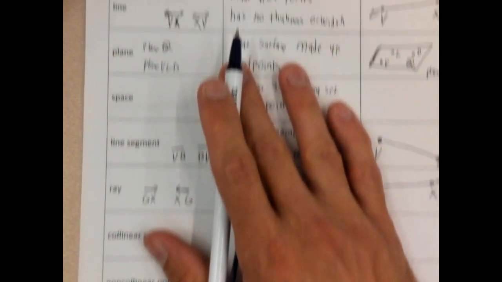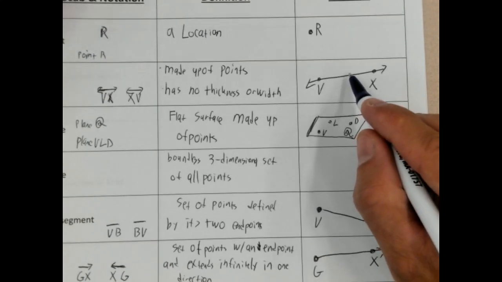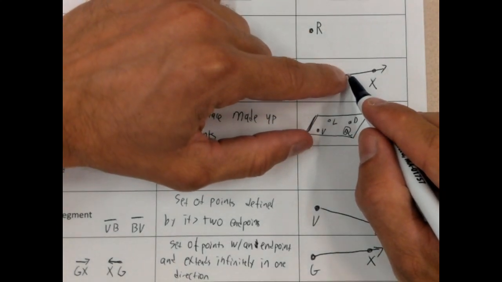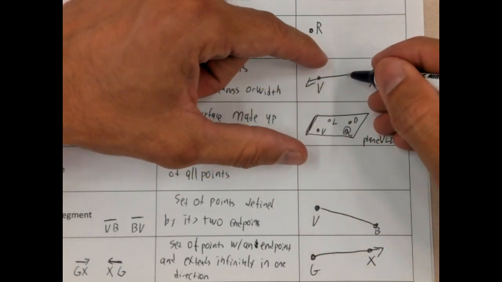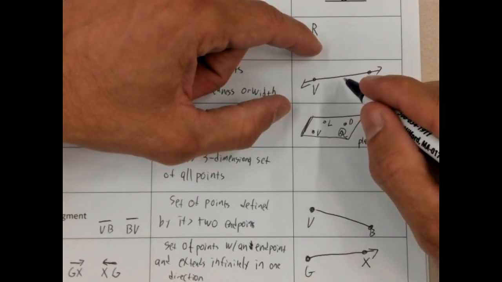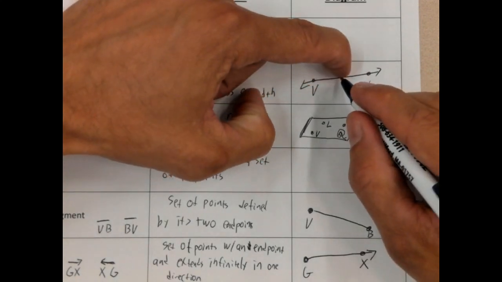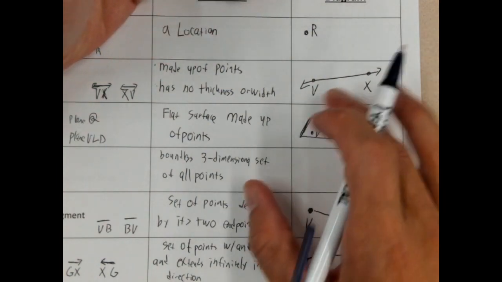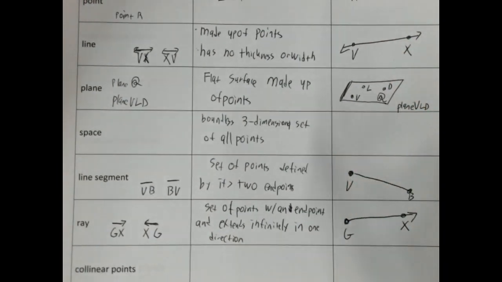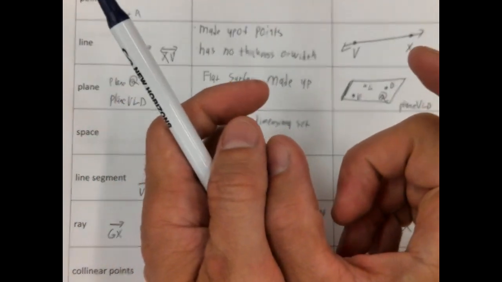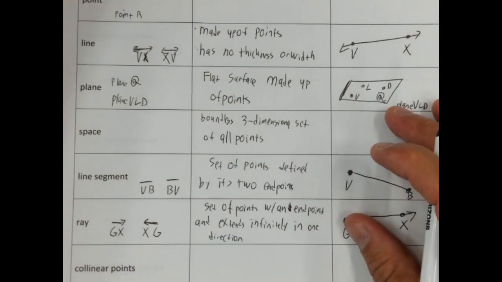One thing also, if you think back to line for a second here, if we had a third point, let's say this is point R, you'd have ray RX and ray RV, and that would create the line VX, which we'll get to in one of the worksheets. So you can also think of a line as basically the combination of two rays extending in opposite directions.